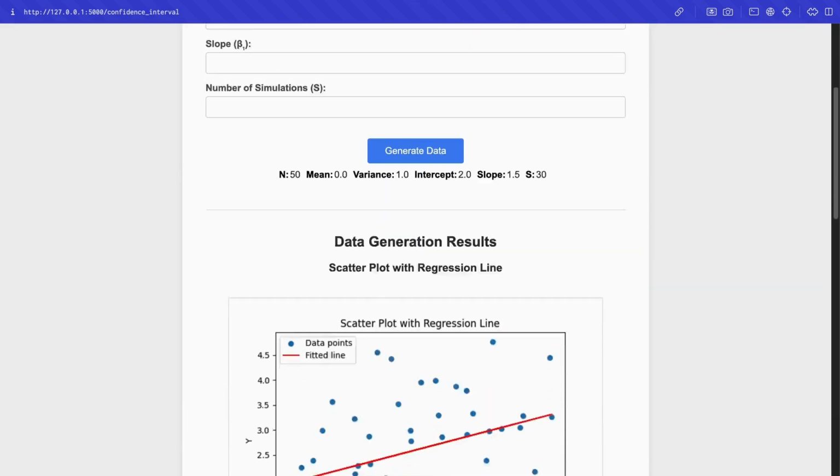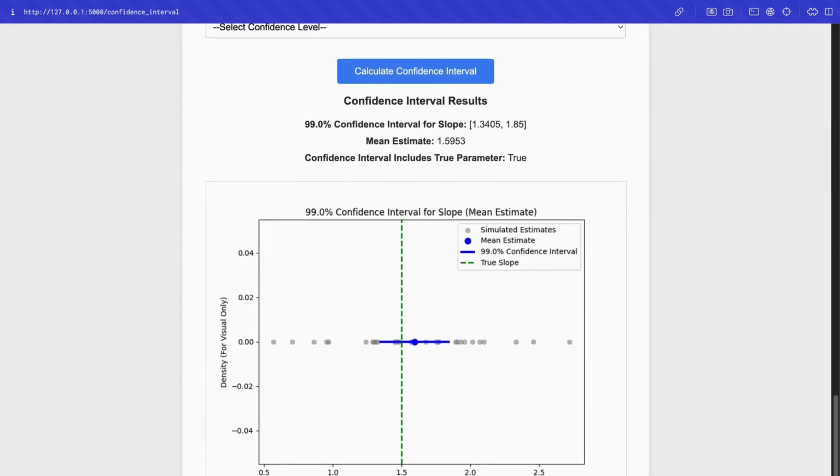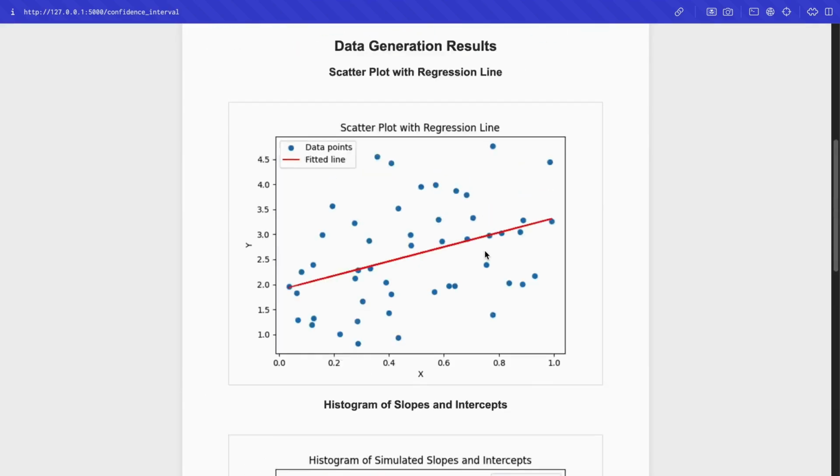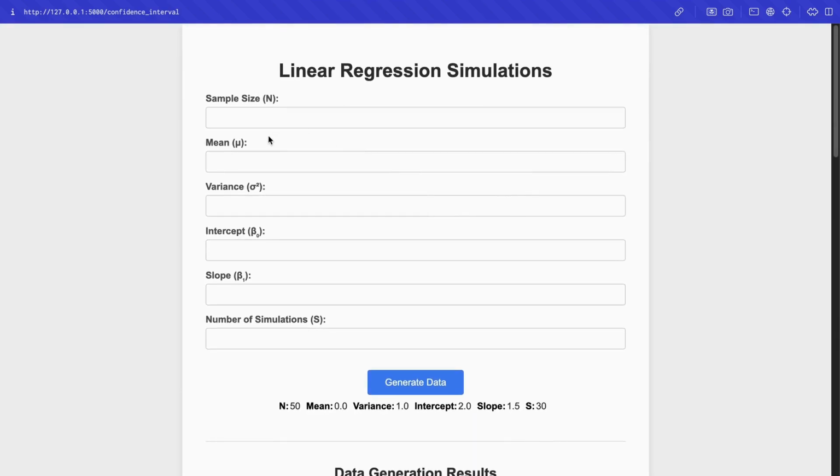We'll look at the slope with 99% confidence level, and it indicates that the mean estimate of the true slope is 1.59. So we'll run the simulation again on the adjusted slope and see the results.